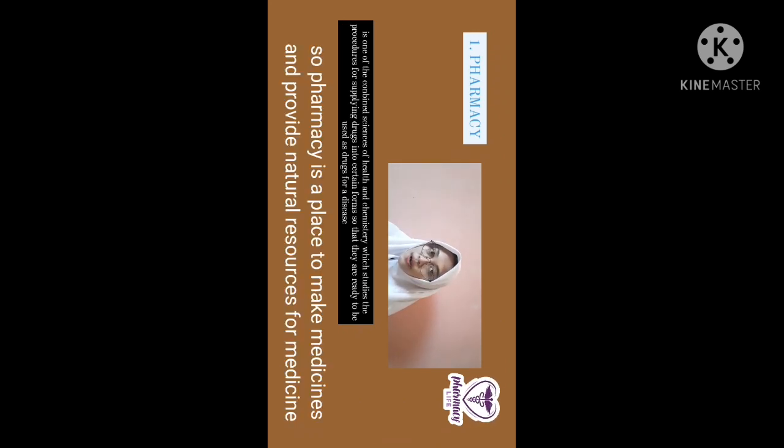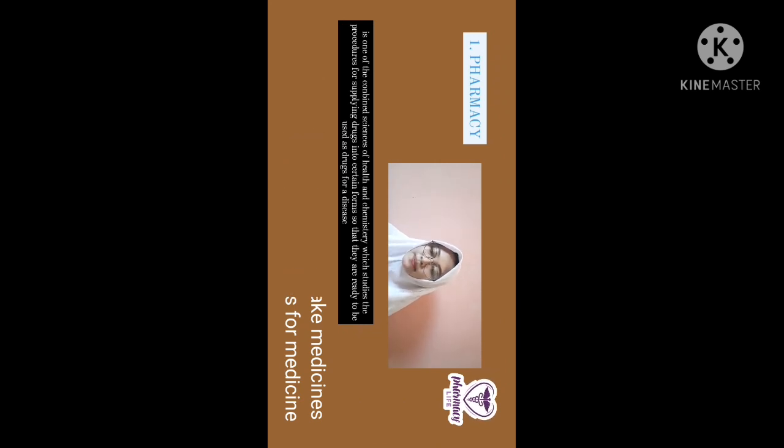Number 1, pharmacy is one of the combined sciences of health and chemistry which studies the procedure for supplying drugs in suitable forms so that they are ready to be used as a drug for a disease. So, pharmacy is a place to make medicine and provide natural resources for medicine.